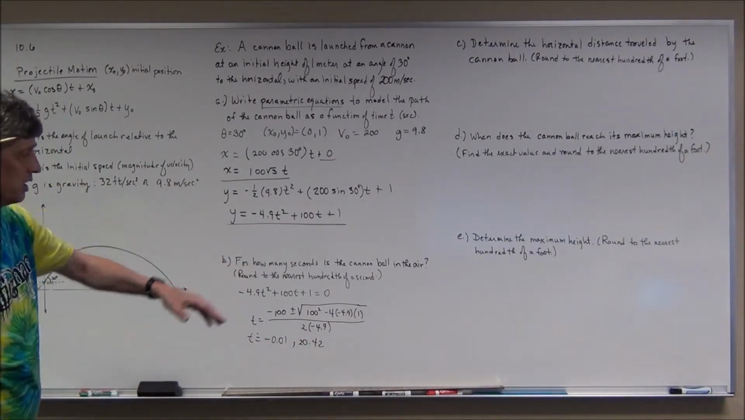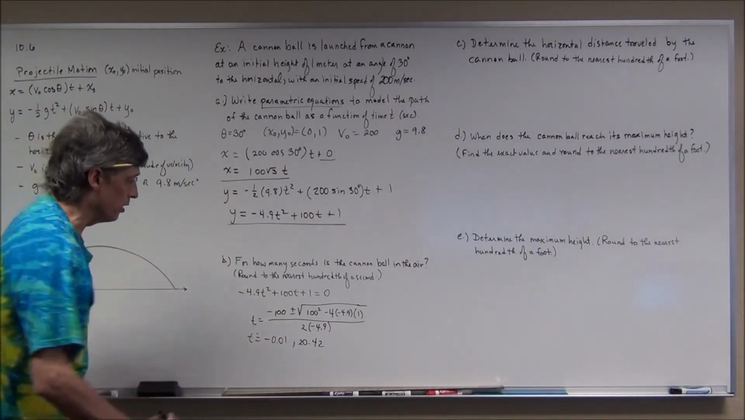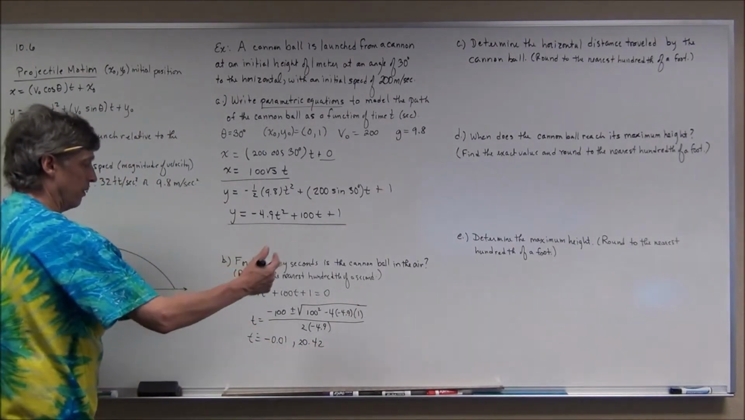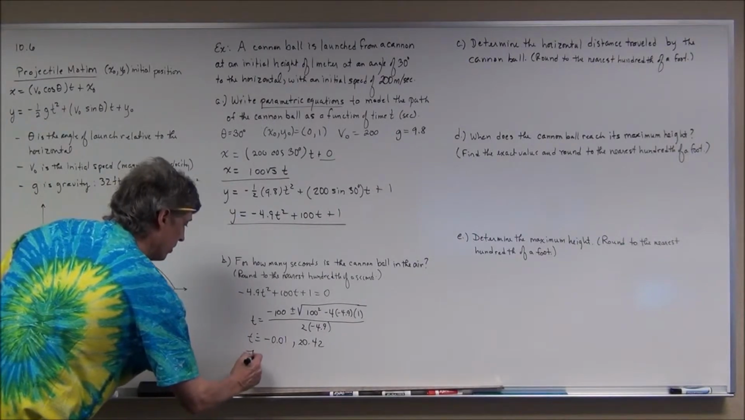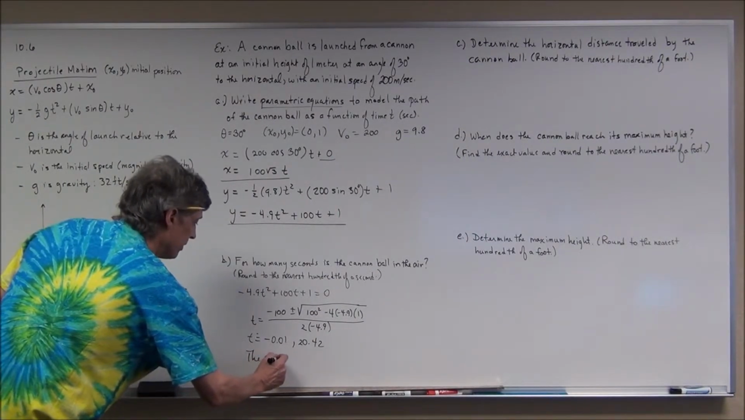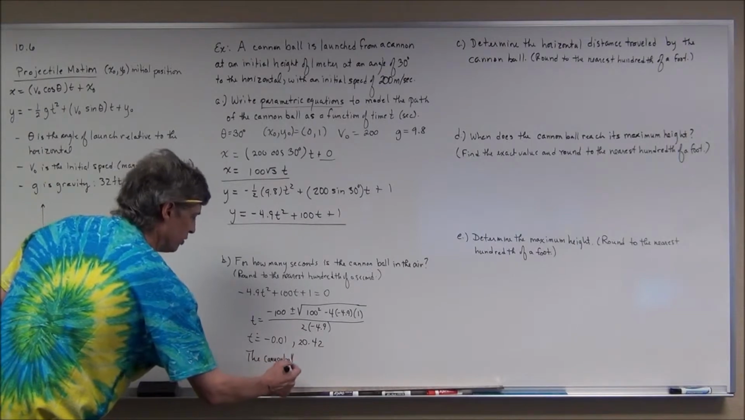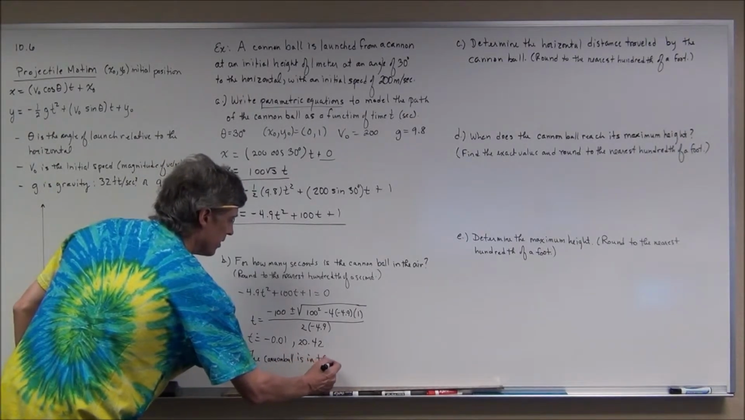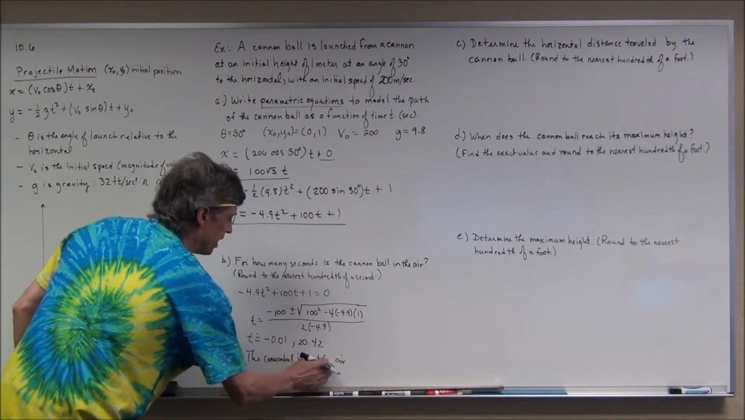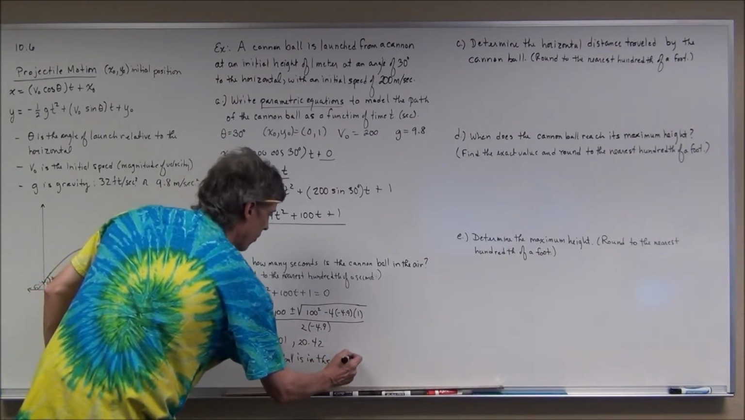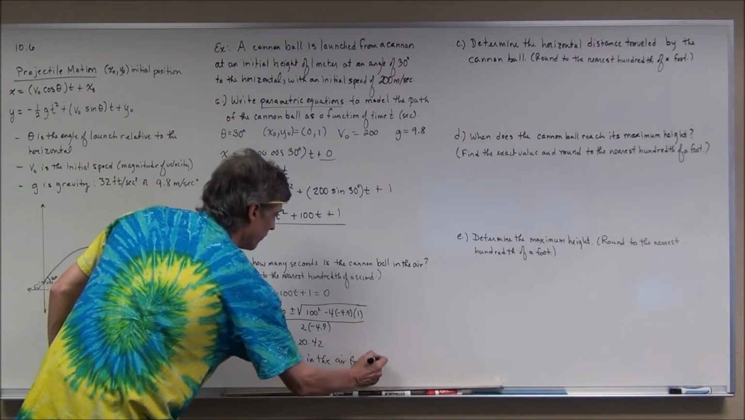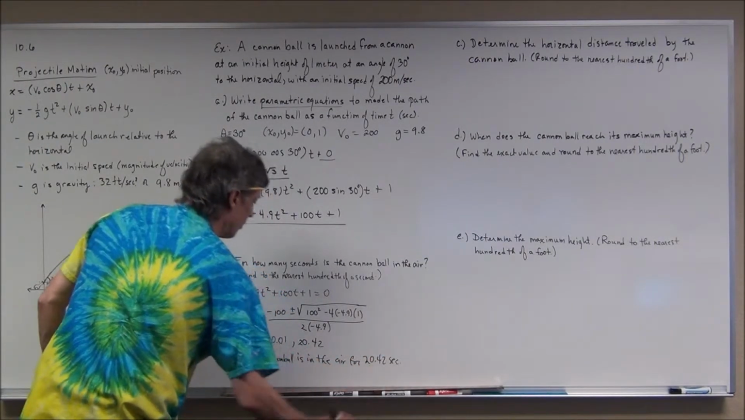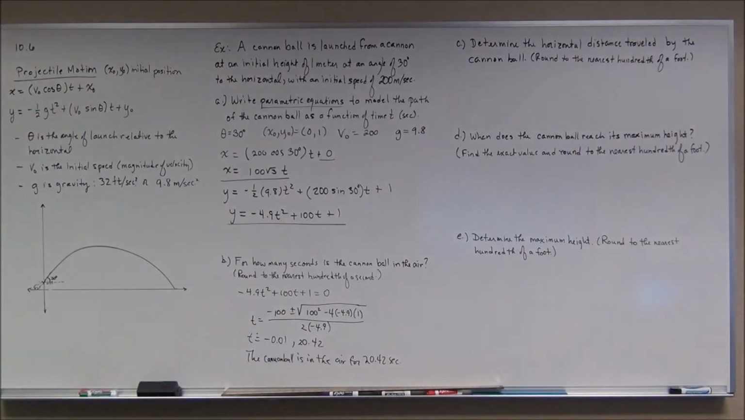So for how many seconds is the cannonball in the air? Well, it hits the ground 20.42 seconds after it's been fired. So the cannonball is in the air for 20.42 seconds. Sorry, I'm writing very sloppy. Don't forget your units. All right, and it's a story problem.